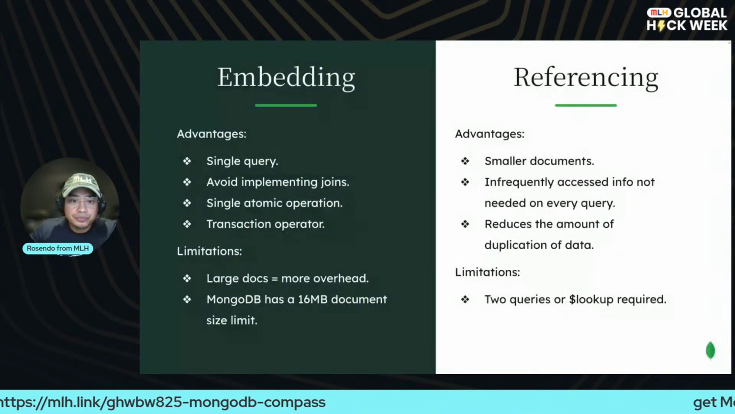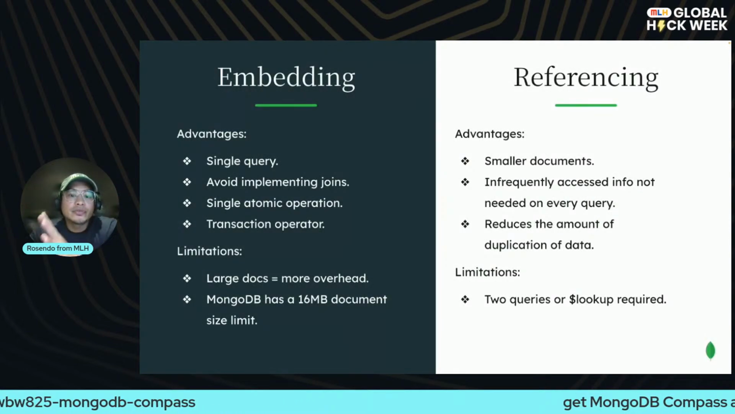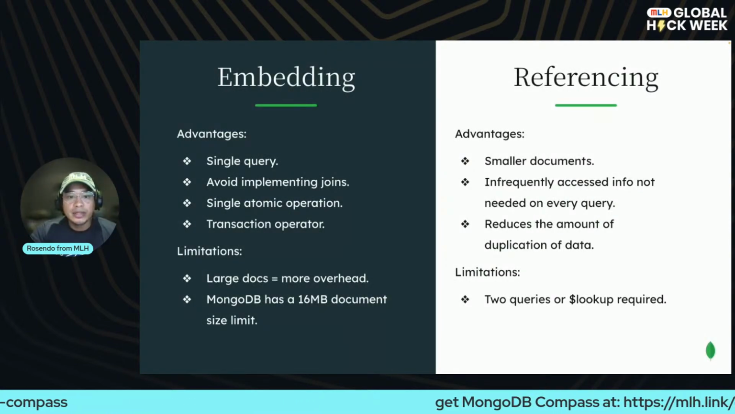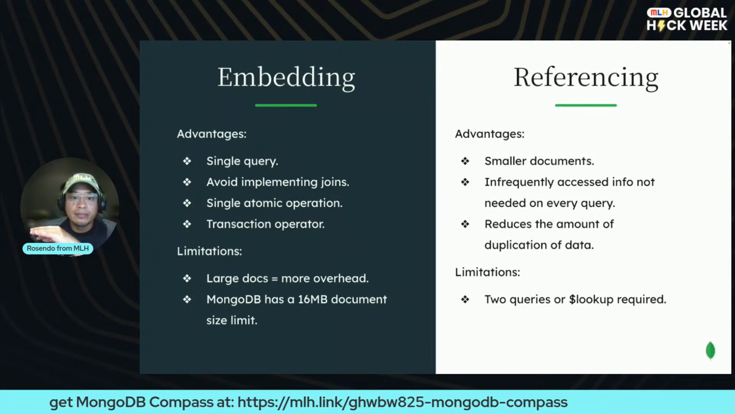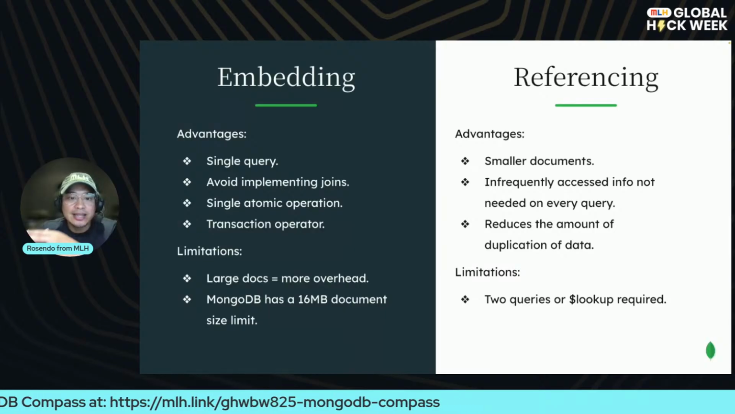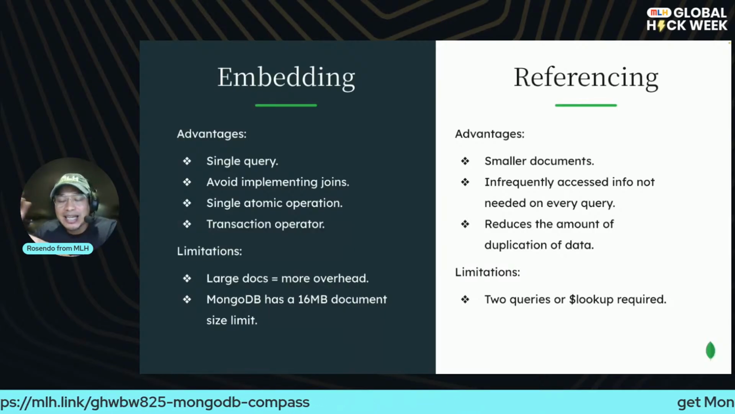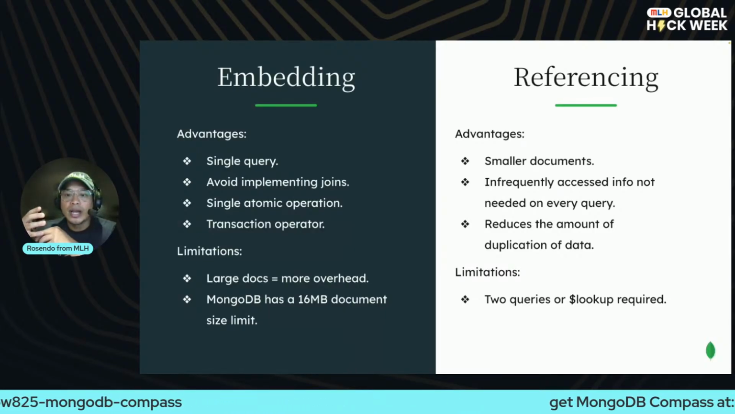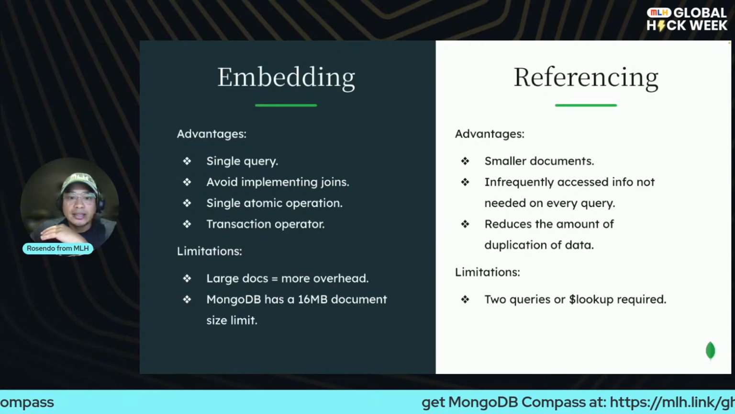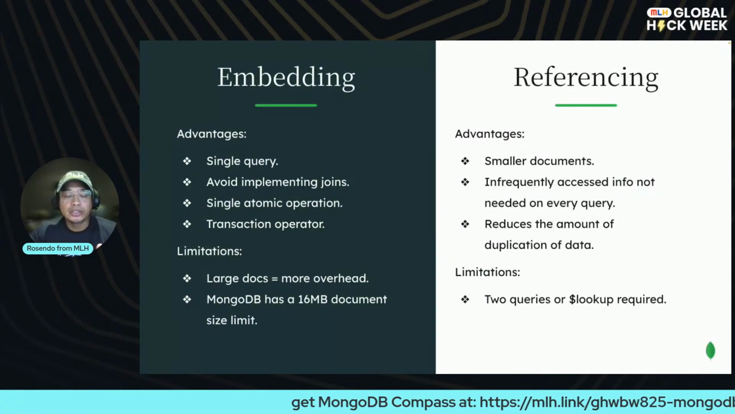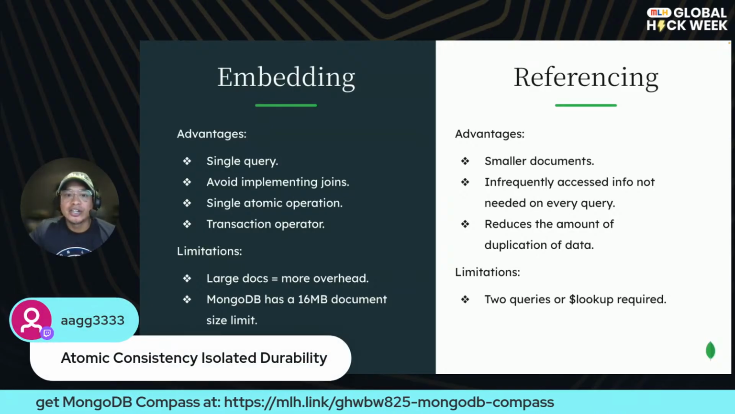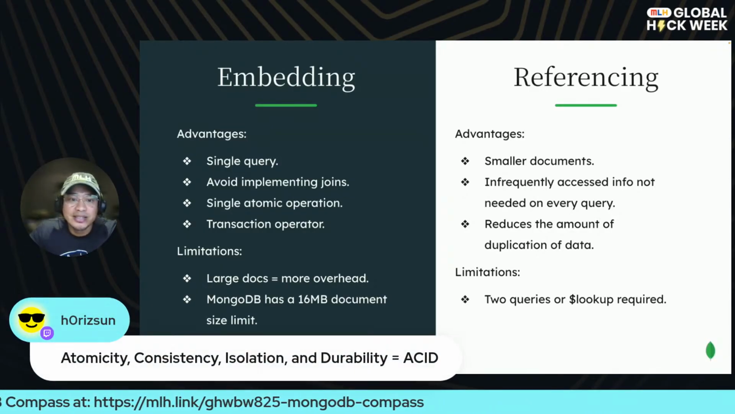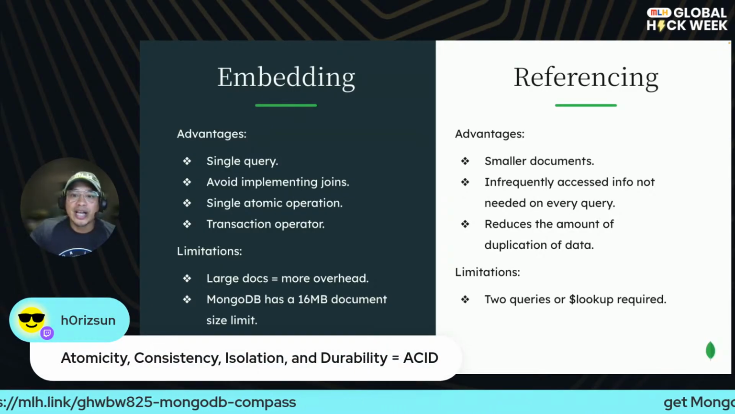On the other hand, the advantages for referencing are smaller documents, because you're splitting up data. This means you're less likely to reach that 16 megabyte per document limit. And infrequently accessed information is not needed on every single query, so you're not taking in useless information to a query that doesn't require it. And actually, you can reduce the amount of duplication of data as well. There you go. So we've got folks that are going in and giving us the goods: atomicity, consistency, isolation, and durability.